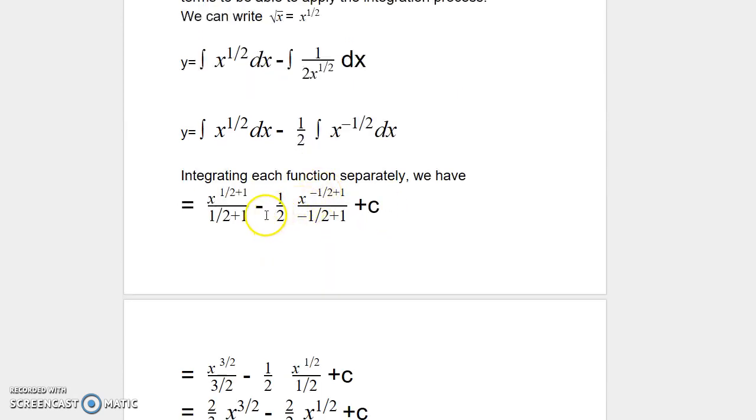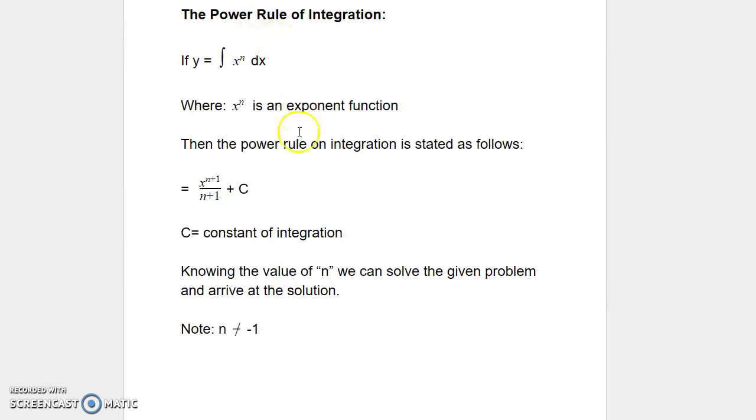Now we are ready to integrate each one of these functions separately, and this is what it's going to come out as. In the first and the second term, we are using the power rule. Let me pull up the power rule. The power rule states that if we have integral x to the power of n dx, where x to the power of n is an exponential function, then the power rule on integration is x to the power of n plus 1 divided by n plus 1 plus c.